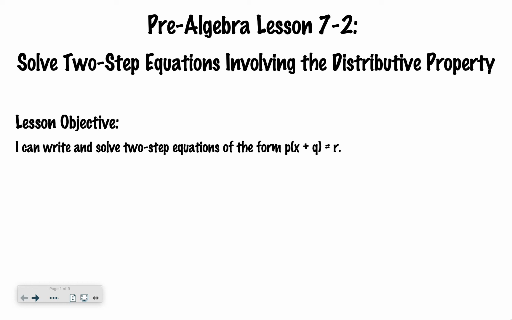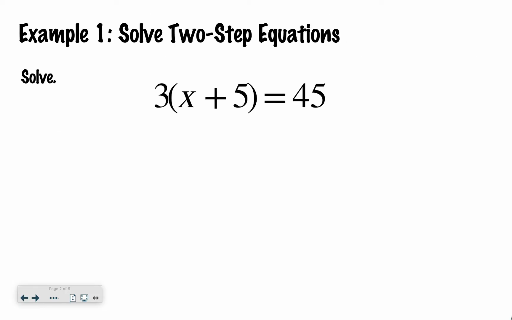Hello class, welcome to Pre-Algebra Lesson 7-2, which is all about solving two-step equations involving the distributive property. By the end of this lesson, you should be able to write and solve two-step equations of the form p times the quantity of x plus q equals r. All right, let's just jump right in.